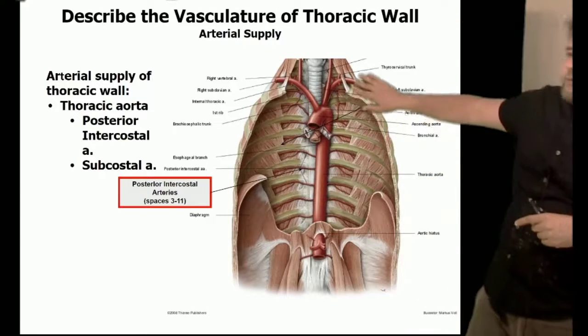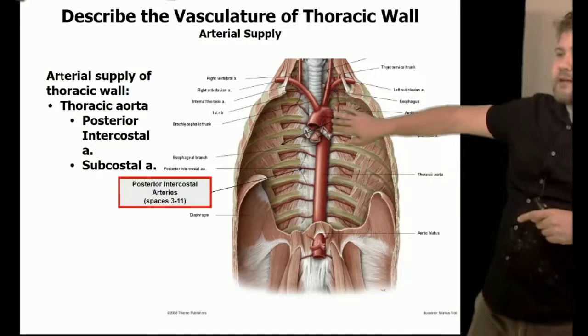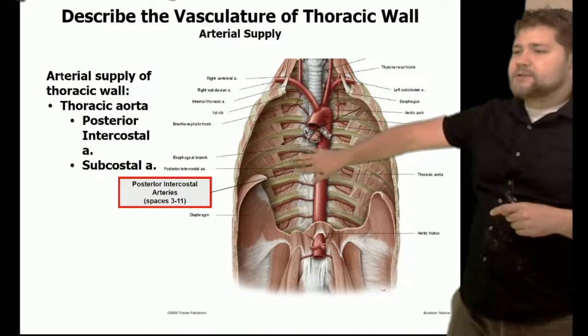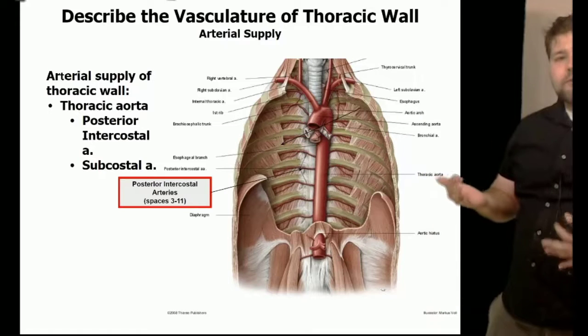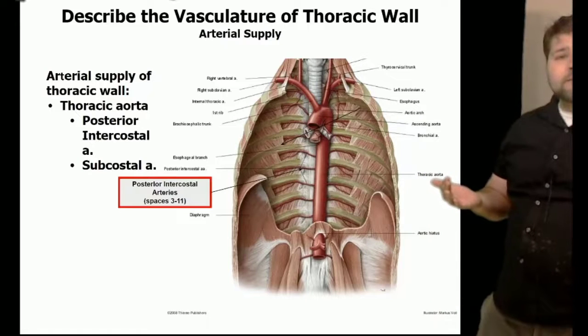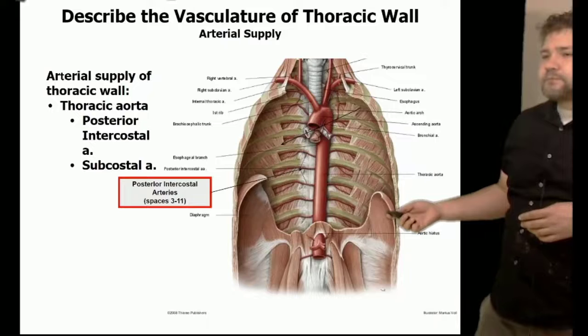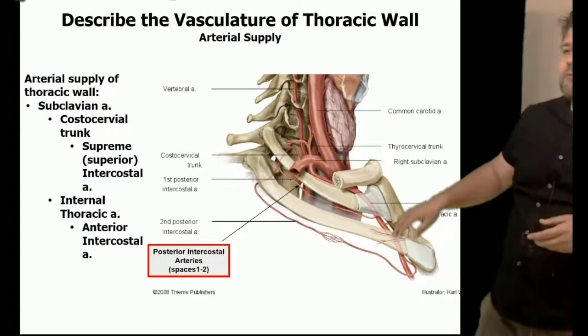But as we continue down on our thoracic aorta, it basically gives off these small little vessels, and those are our posterior intercostals. And those are predominantly going to be for ribs 3 through 11. Ribs 1 and 2 have something a little bit different.